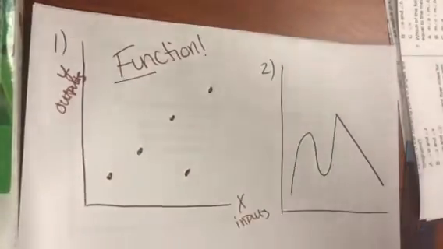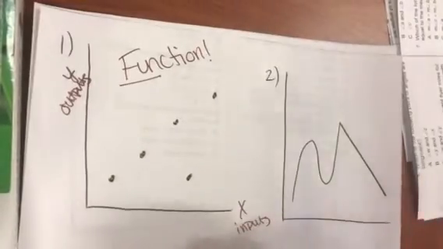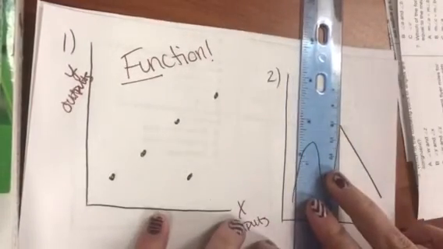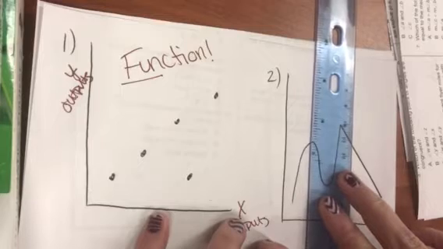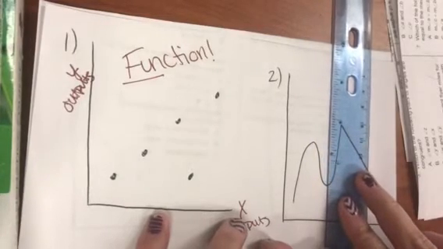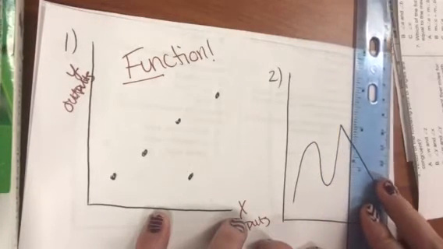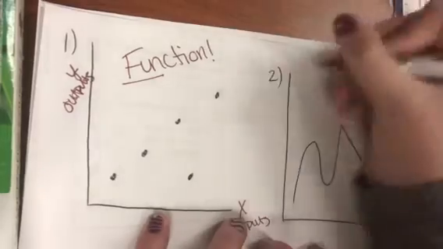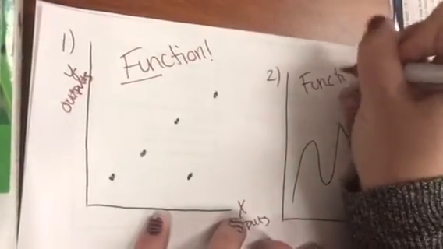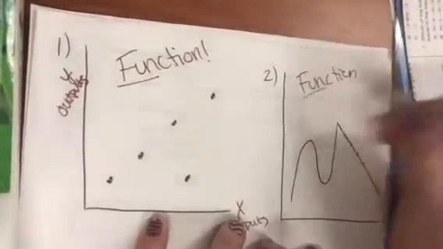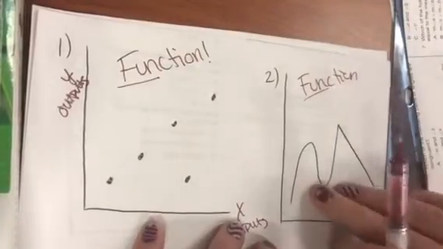How about this? I don't think that looks like a function. Well, let's do the vertical line test. Let's go across. 1, 1, 1, 1, 1. This is looking pretty good. 1, 1, 1. Yep. It's totally a function, because it's fun.